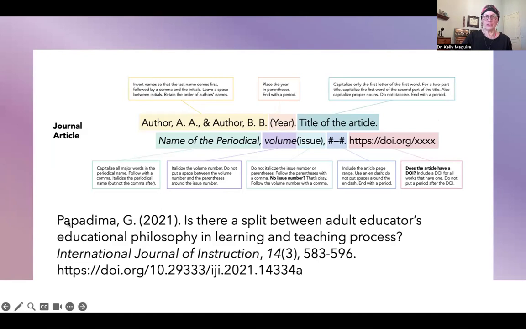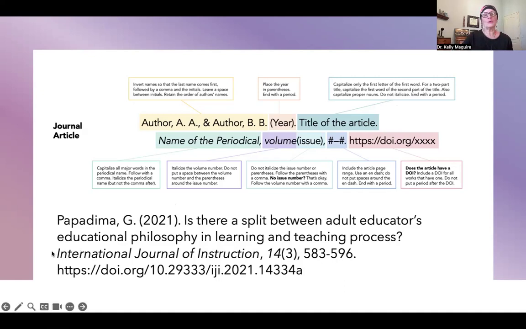We notice that the author's last name comes first, followed by a comma, a space, the author's first initial, and a period. If there are other initials, you put those after. The year of publication goes into quotes with a period. And then the title of the article is in sentence case. And you'll notice that little word box tells us that. Sentence case means that the first word or the first letter of the first word is capitalized. If there's a colon, the first letter of the first word after the colon is capitalized, and any proper nouns are capitalized. Everything else is lowercase.